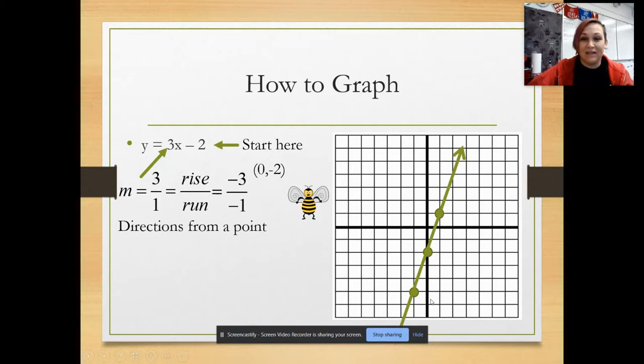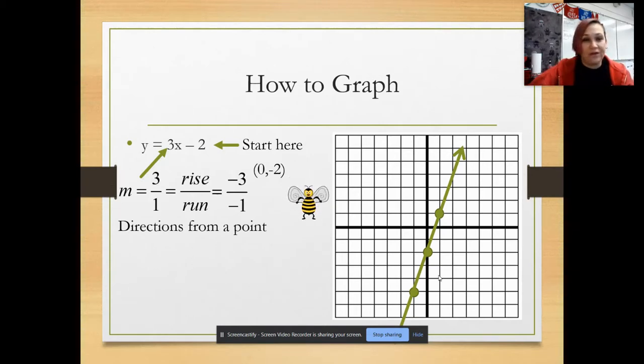For your homework tonight, I'd like to see a minimum of 3 dots on every graph. So I like your starting point, which is your y-intercept, and then at least 2 dots for slope. Practice going in both directions because you never know when you won't be able to do the first direction.